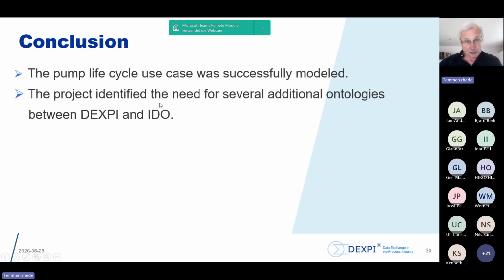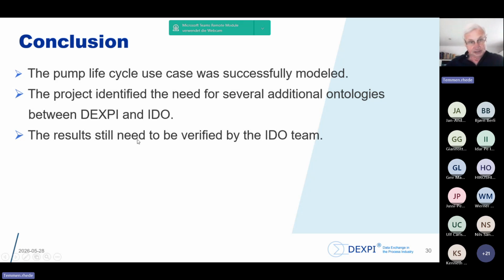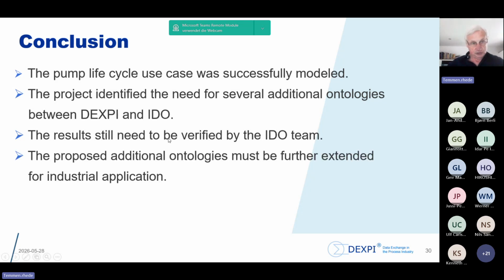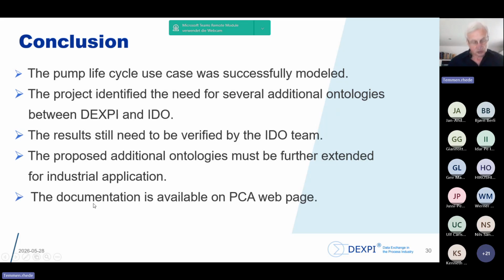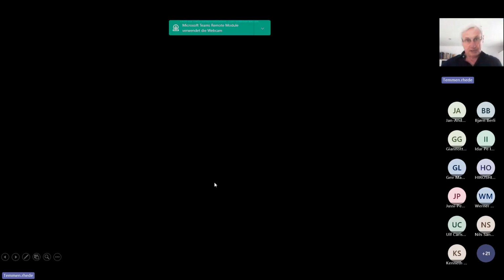The project identified the need of several additional ontologies between DEXPI and IDO, from 1 kilometer to 10 kilometer, let's say. The results still need to be verified by the IDO team. The proposed additional ontologies must be further extended for industrial application, and all the documentation, all the files I have shown are available or will be available on the PCA web platform.